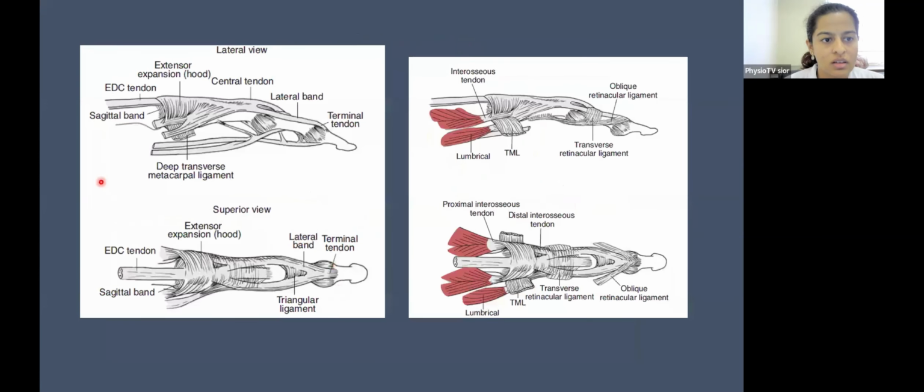From here, the EDC tendon, which was inserted over the MCP, gets divided into 3 major tendons. First is the central tendon, which gets inserted just beyond the PIP over the middle phalanx. Then there are 2 lateral bands which originate from the MCP and go dorsally and laterally and get inserted just before the DIP to form a terminal tendon, and the terminal tendon gets inserted on the distal phalanx just after the DIP. So this helps in extending the DIP joint.